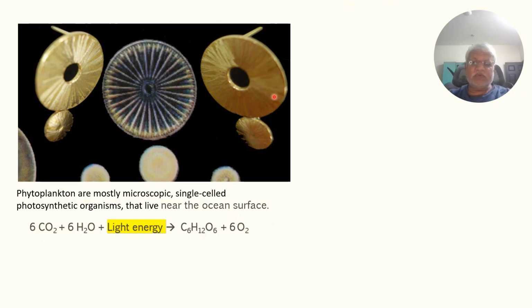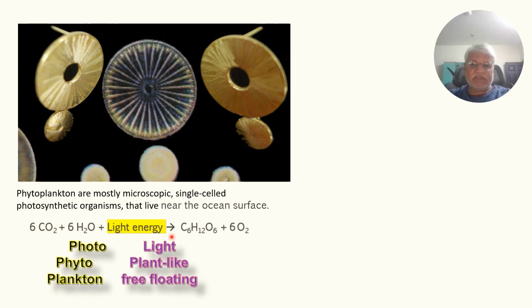So that is how phytoplankton, where phyto means plant like and plankton means free floating, used photosynthesis, where photo means light. So that is how it combined different elements like this and the sun's energy and then created a new product. This new product changed the entire life cycle. That is how marine life improved.